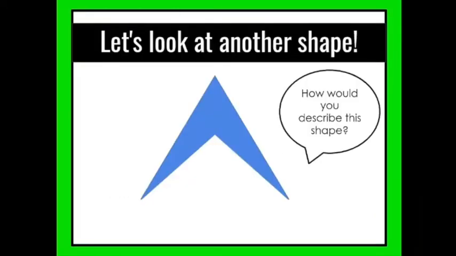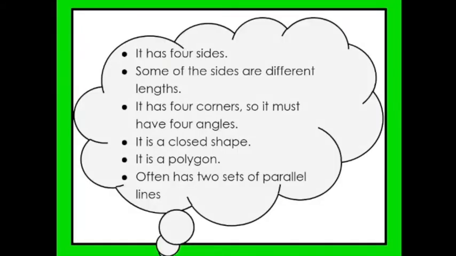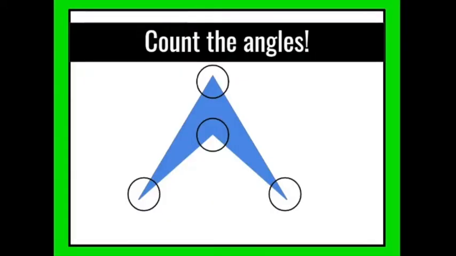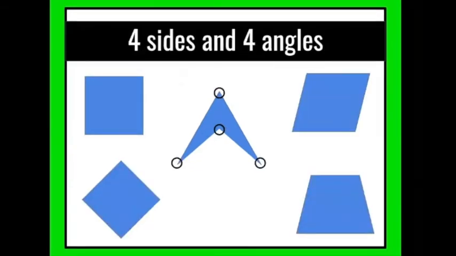Let's look at another shape. How would you describe this shape? It has 4 sides. Some of the sides are different lengths. It has 4 corners, so it must have 4 angles. It's a closed shape. It's a polygon. It often has 2 sets of parallel lines. Let's go ahead and count the angles in this shape. 1, 2, 3, 4. There are 4 angles. Here are some examples of similar shapes.